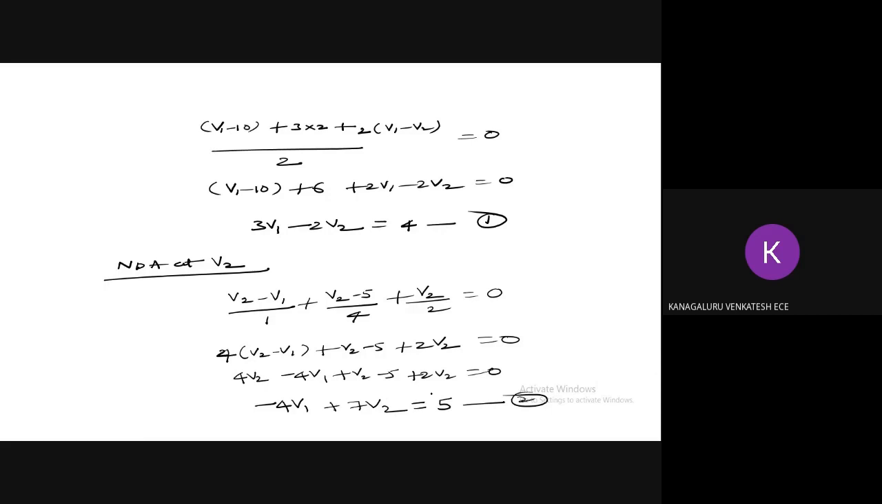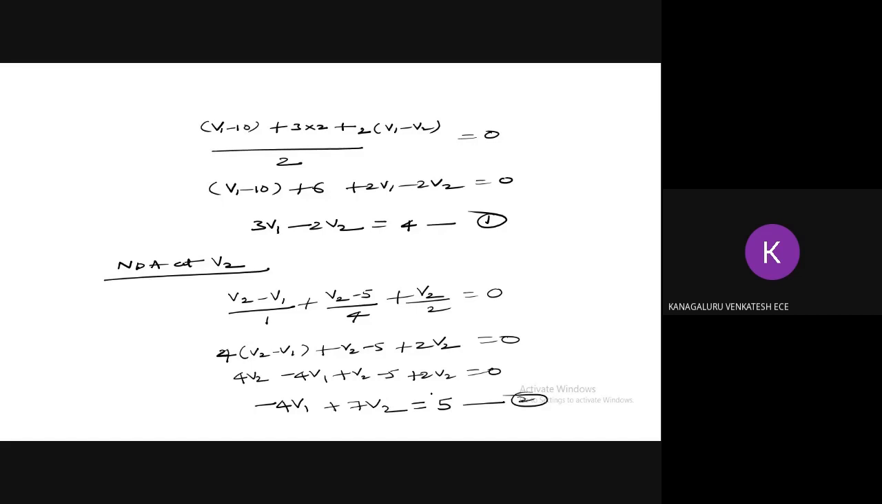So now two equations are there. Finding two unknowns is easy. In order to find V1 and V2, we have two equations now, so we can solve those two and find out V1 and V2. Simply, this can be solved in two ways. Either you can go with Cramer's rule or you can go with elimination method. Since it is two equations, you can go with elimination method.